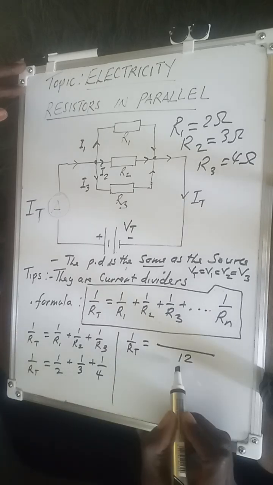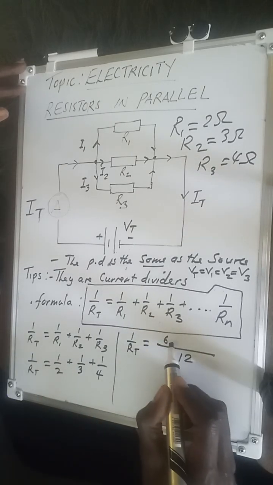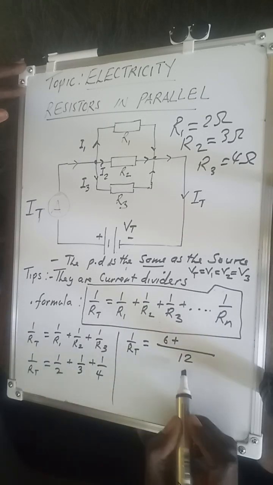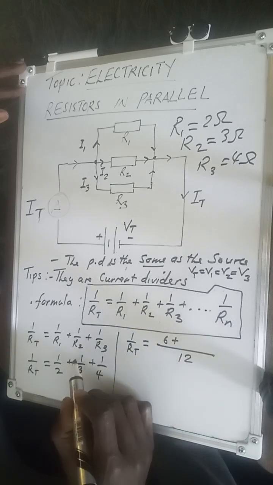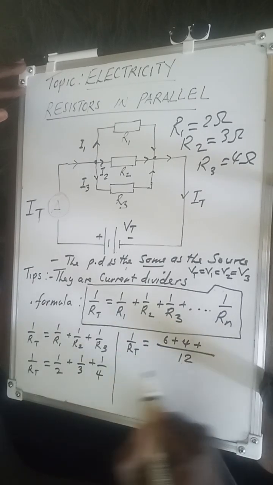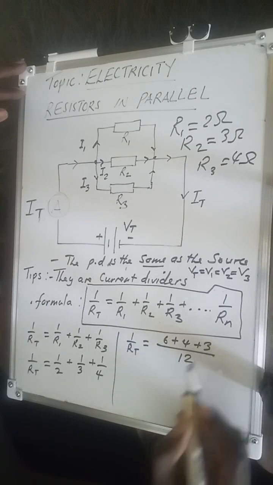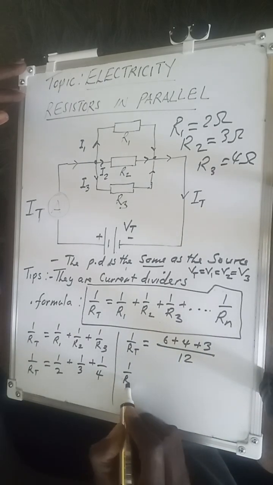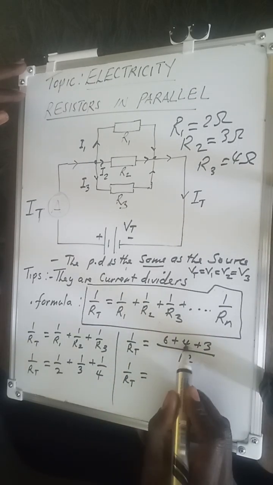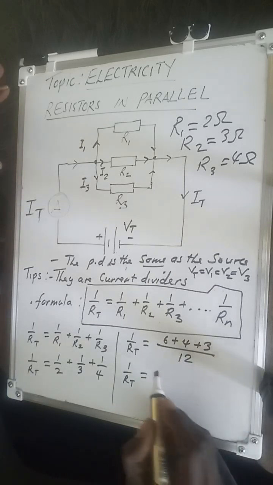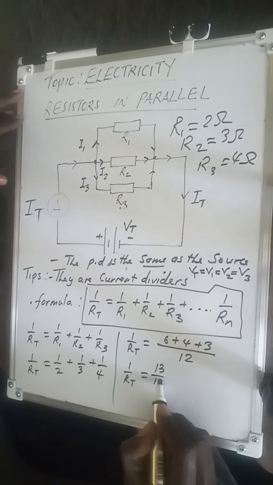So 2 into 12 is 6, and 6 times 1 will give me 6, plus 3 into 12 is 4, and 4 times 1 will give me 4, plus 4 into 12 is 3, and 3 times 1 will give you 3 there. So 1 over R total will be equal to 6 plus 4 plus 3, which will give me 13 over 12.